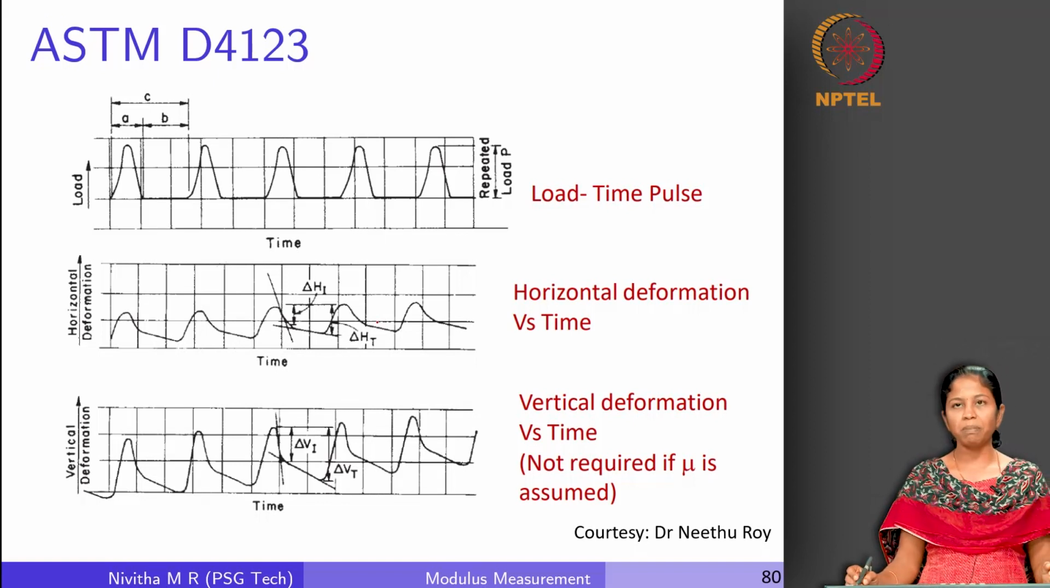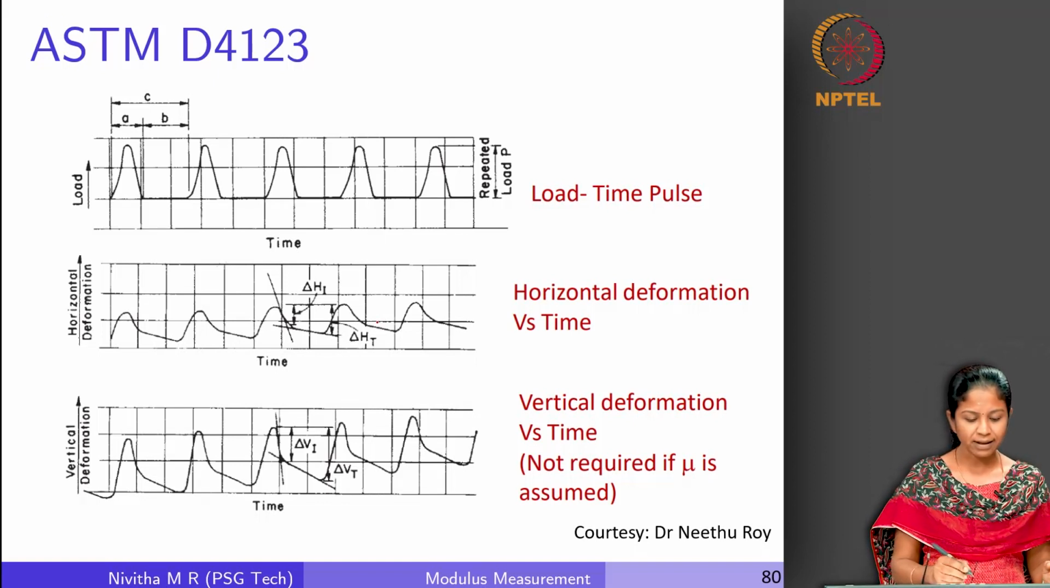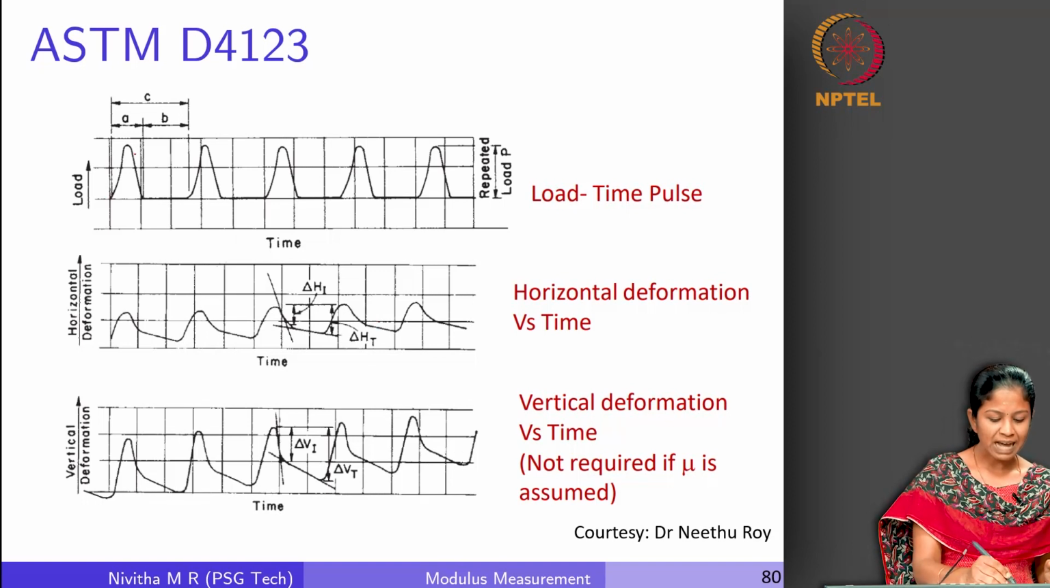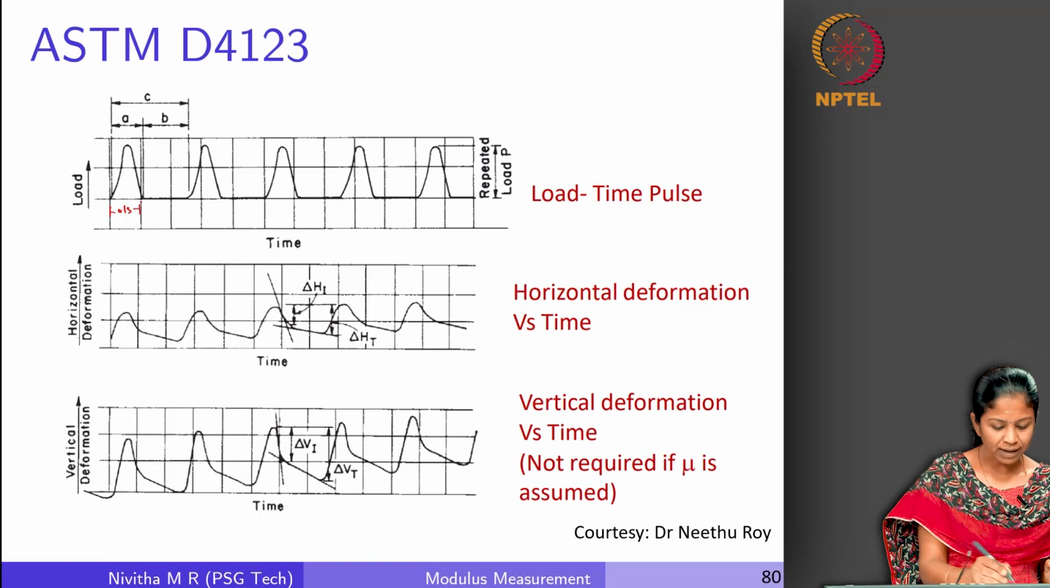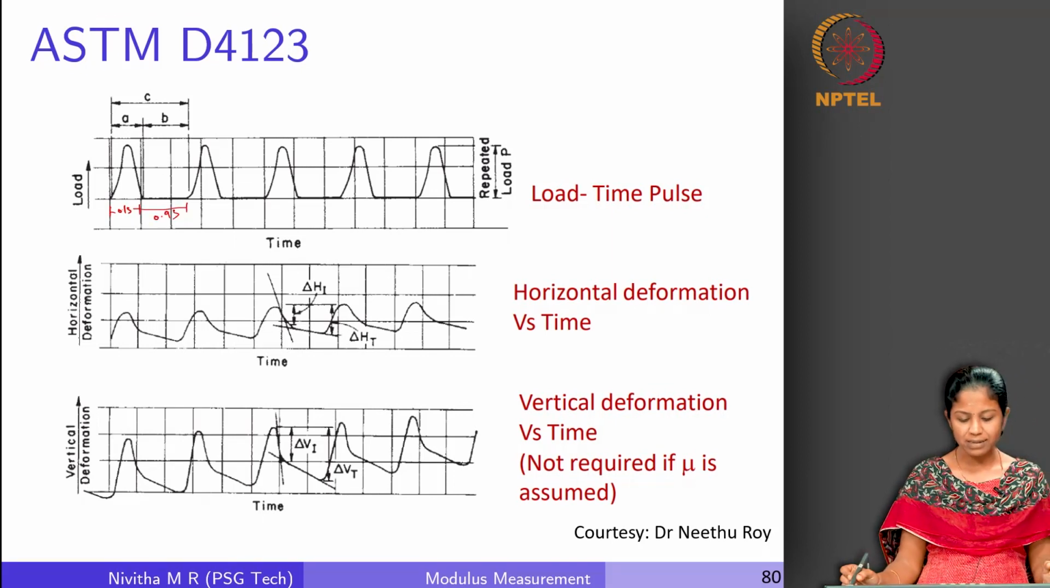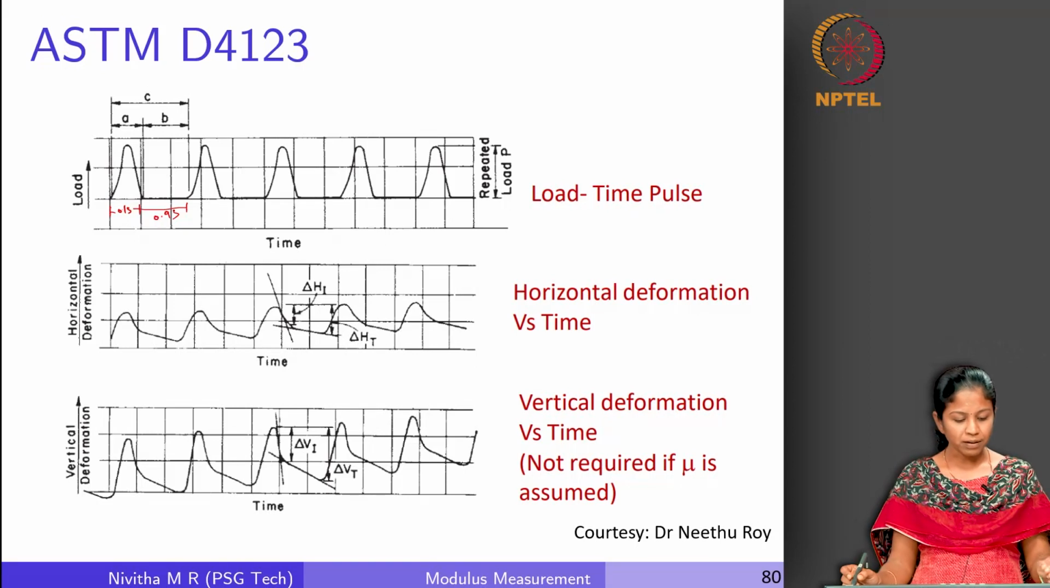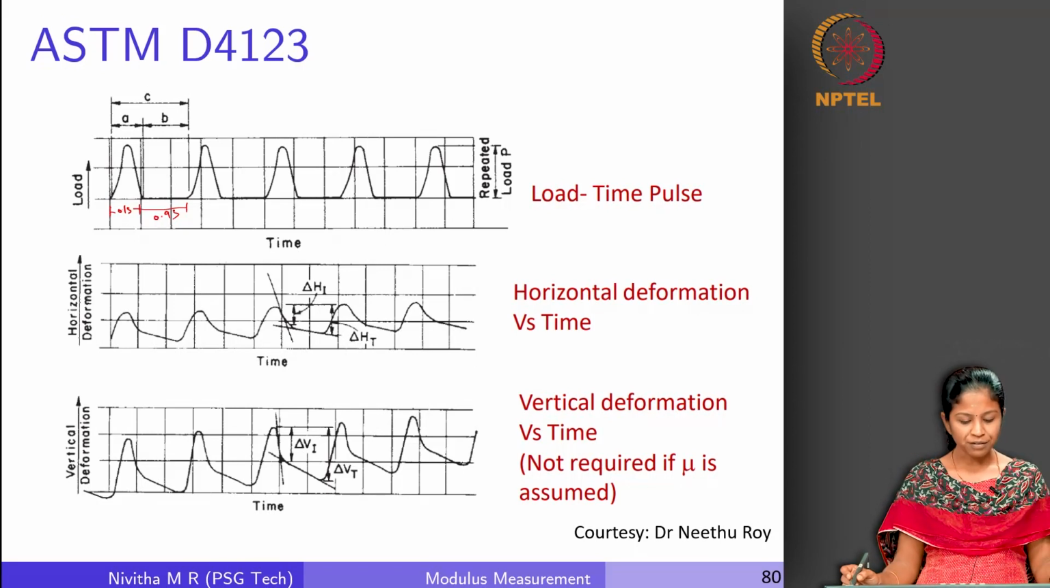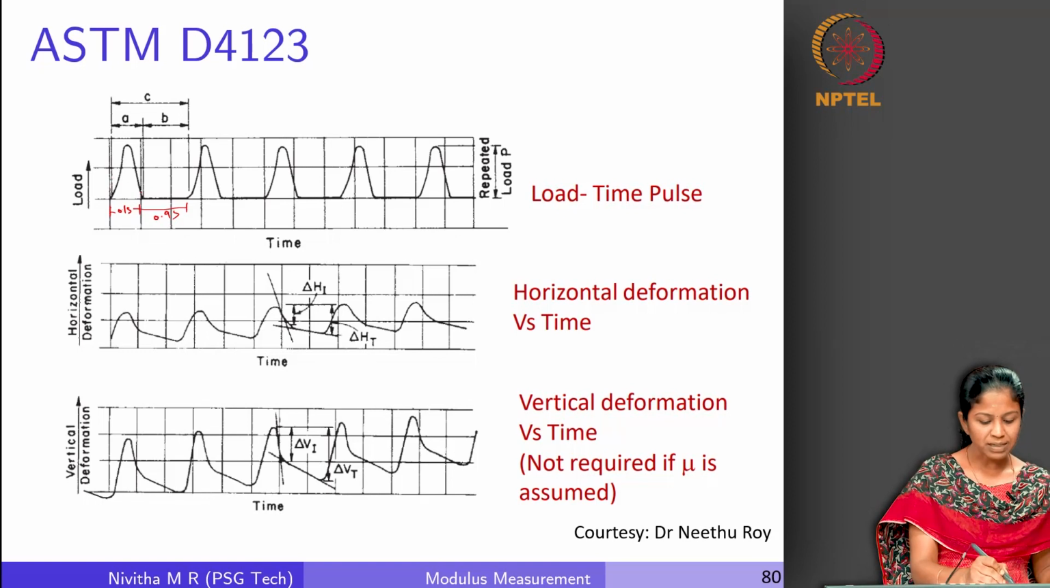Now, how is the load pulse that you can see here? We have already seen this is a Haversine load, the loading period which is 0.1 second in our case, and the recovery 0.9 second in our case, right. And then we also measure the horizontal deformation. So, if this is the load pulse like this, the corresponding deformation pulse is like this.